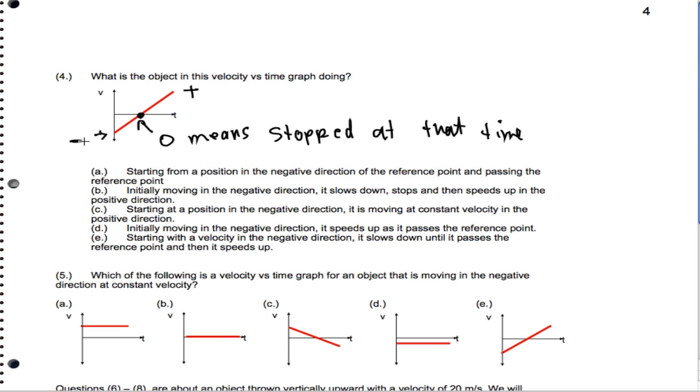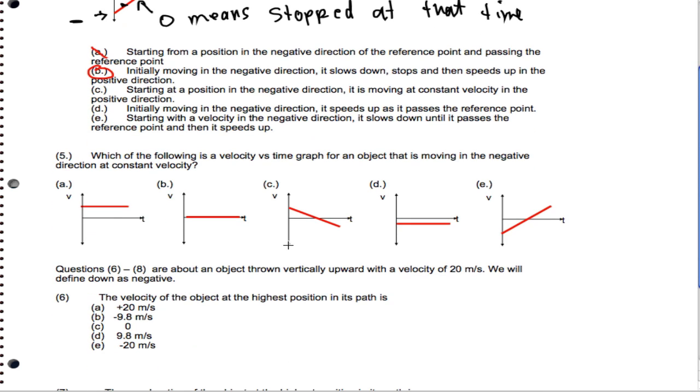So we're at a negative velocity, and then we're at a less negative, and then we stop. So what's happening is we're going in a negative direction, slowing down. We stop, and then we speed up in the positive direction. So we need to find the choice that actually says that. So positive in the negative direction, no, that makes no sense. Initially moving in the negative direction, that might be a good one. It slows down, stops, and then speeds up in the positive direction. So choice B is the choice that we are looking for.